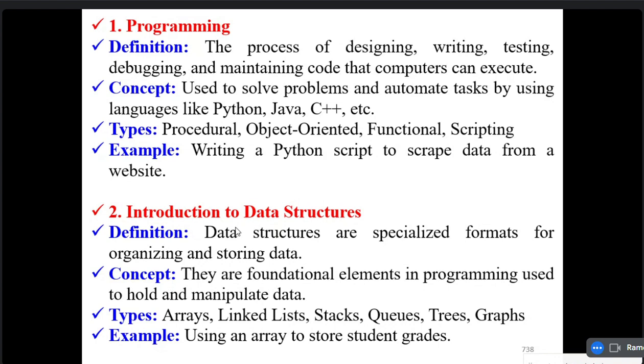Okay, so programming is used to solve problems and automate tasks by using languages like Python, Java, and C++. One common thing is there in these three languages. What is the common feature? Object oriented. Perfect answer. Both are object-oriented programming languages.